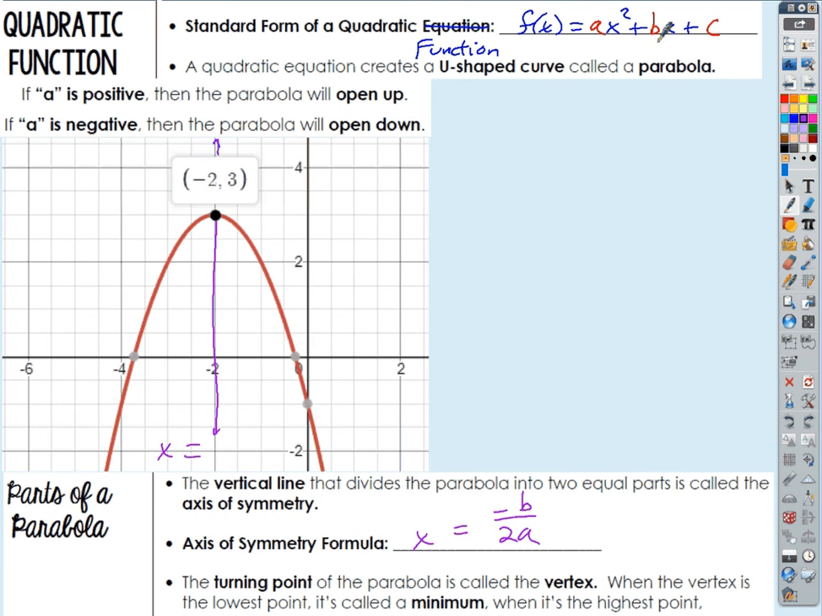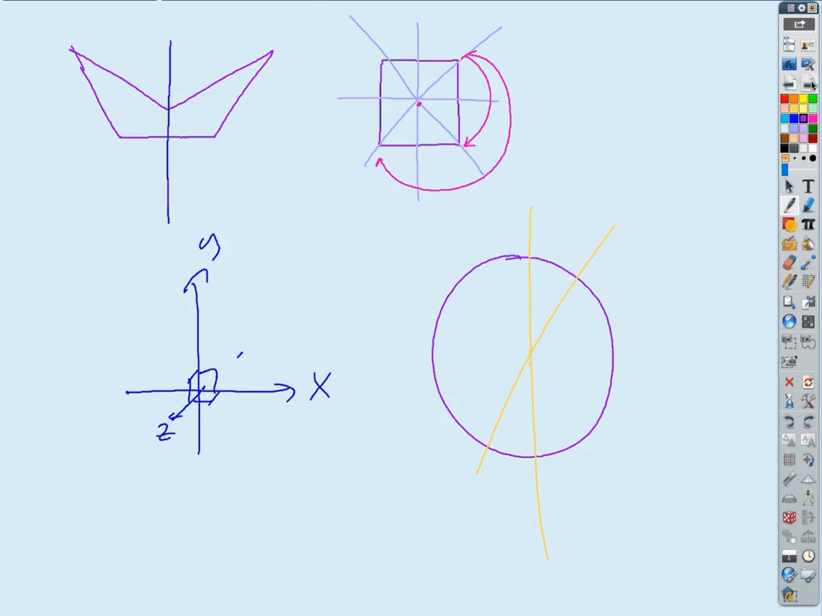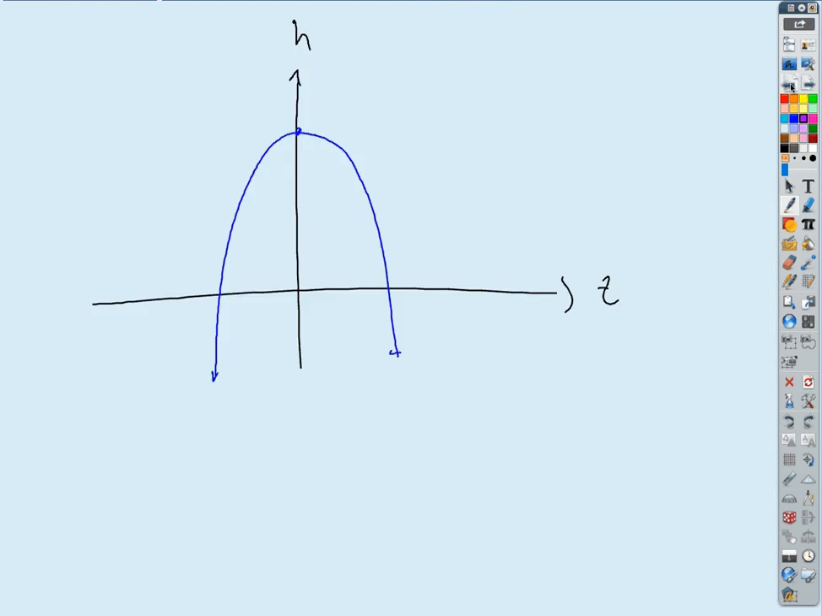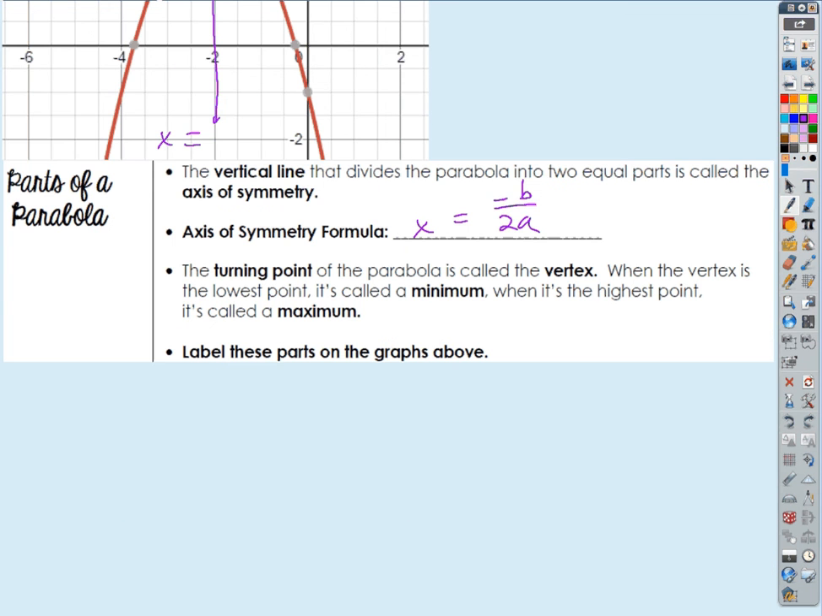They're just the coefficients in our standard form of a quadratic function, right? So for example, if I have the quadratic function something like that one, a is just whatever's being multiplied by x squared, so it's 1. b is whatever's being multiplied by x, so it's negative 8. And c is the constant, so it's 9, right? Okay, so that's how we can always determine what the axis of symmetry formula is.